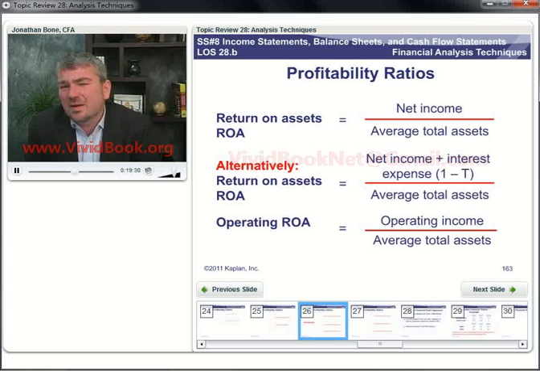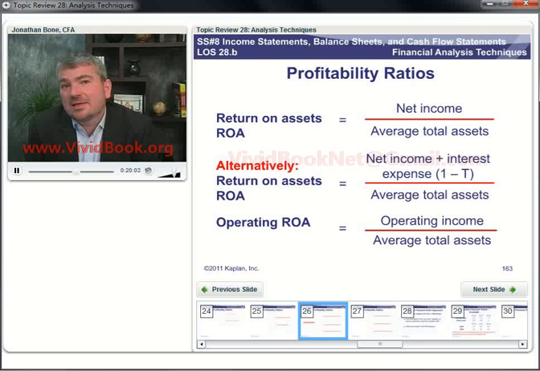Bit of an odd one this though, because assets are funded by debt and equity, but net income only belongs to the equity holders. So you could do an alternative calculation where you take net income and add back net interest. That way you've got the returns for both debt and equity holders, and put that over average total assets. Remember, average total assets, by definition, total assets equal liabilities plus equity. So you've got the total returns to both debt and equity holders on the numerator, and then a measure of both debt and equity on the denominator in the alternative calculation.